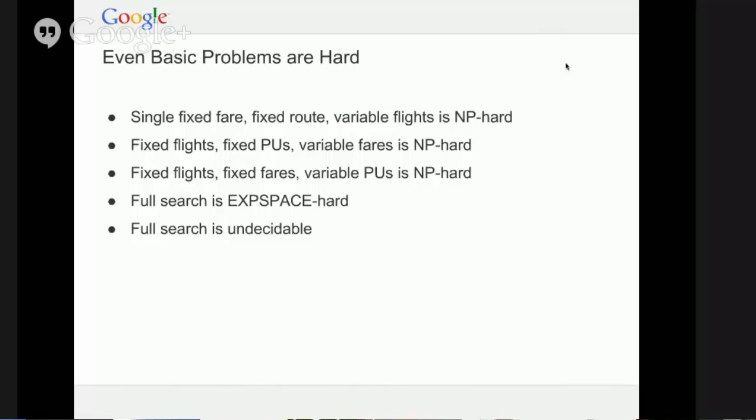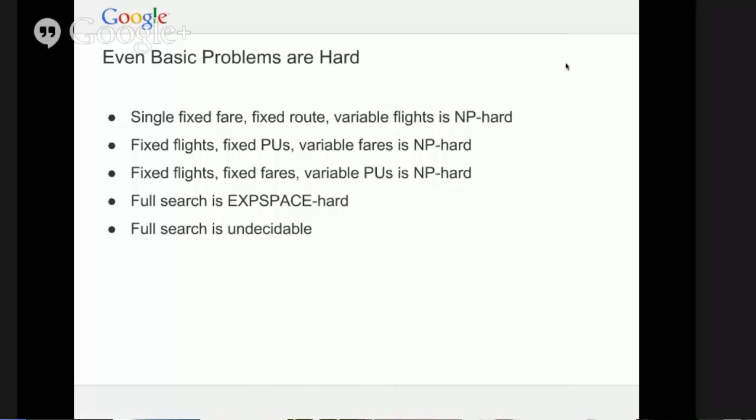Or let's say we fix the flights and we fix the priceable units, and all we're changing are the fares that you have to apply. Even that's NP hard. So you fix the flights, you fix the fares, all you have to choose are the appropriate priceable units. Even that's NP hard. The full search is known to be EXP space hard, and in fact, full search is Turing undecidable.